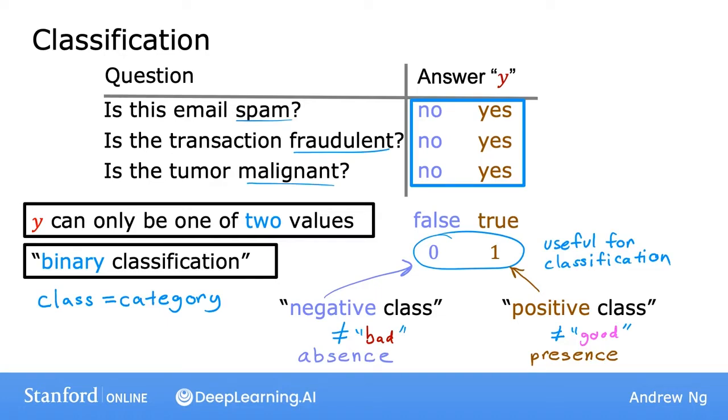Between non-spam and spam emails, which one you call false or 0 and which one you call true or 1 is a little bit arbitrary. Often, either choice could work. So a different engineer might actually swap it around and have the positive class be the presence of a good email, or the positive class be the presence of a real financial transaction or a healthy patient.